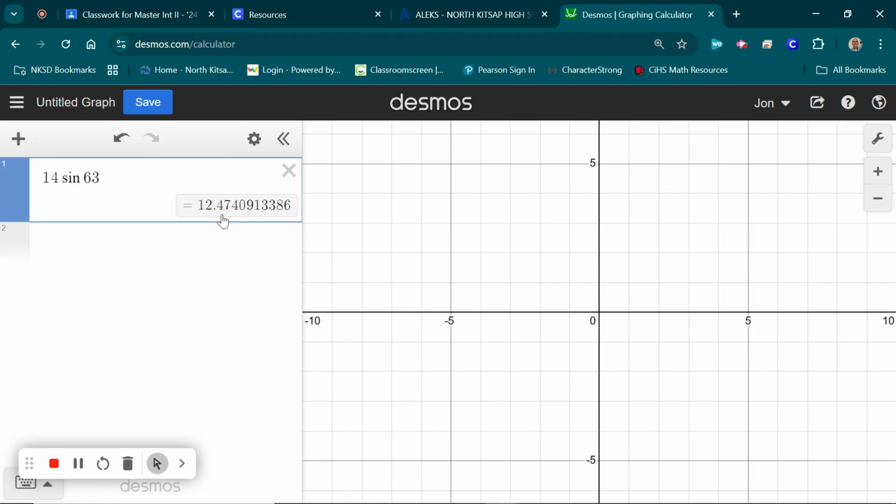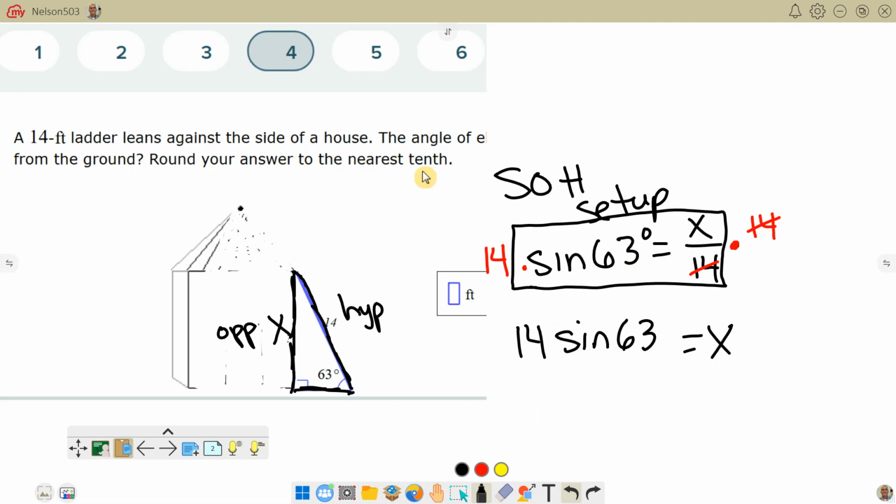It's 12.5 if I round to the nearest tenth, right? So let me just double check it before I type it in. Okay, I think I got 12.5 for that answer. Okay, so 12.5, and then I'd love for you to show me it's approximately equal to 12.5. This is what your homework looks like in your notebook.